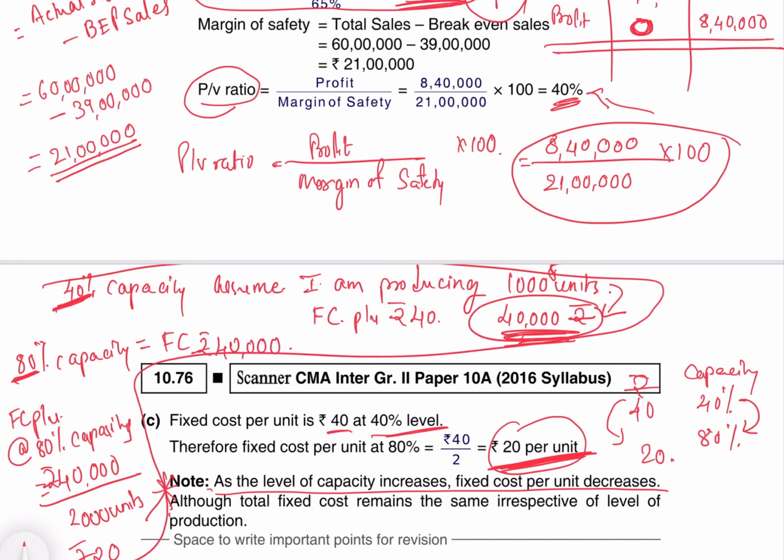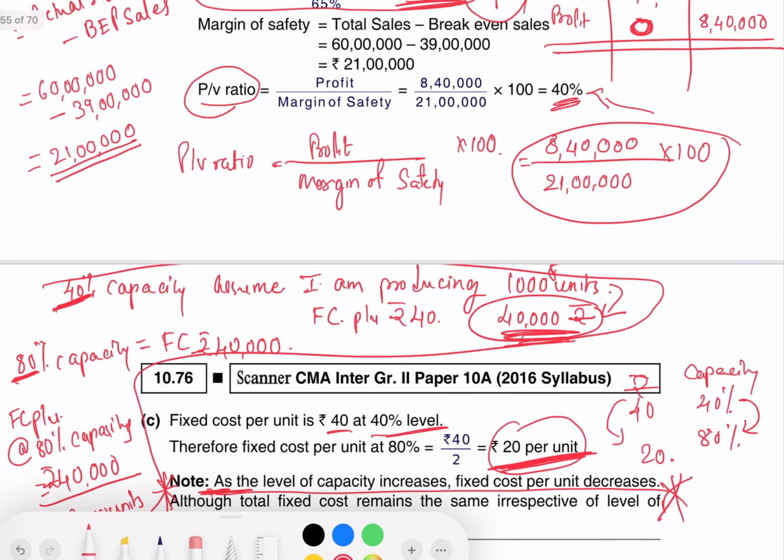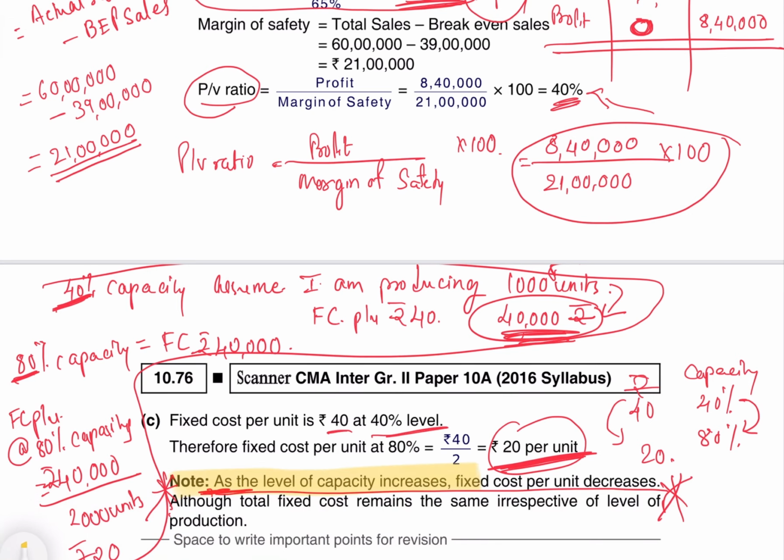The concept here is fundamental, that as the level of capacity increases, fixed cost per unit decreases, although total fixed cost remains the same irrespective of level of production. So you should keep this in mind. This is a very important thing. Okay. You should jot down, you should note it in your notes. Okay.